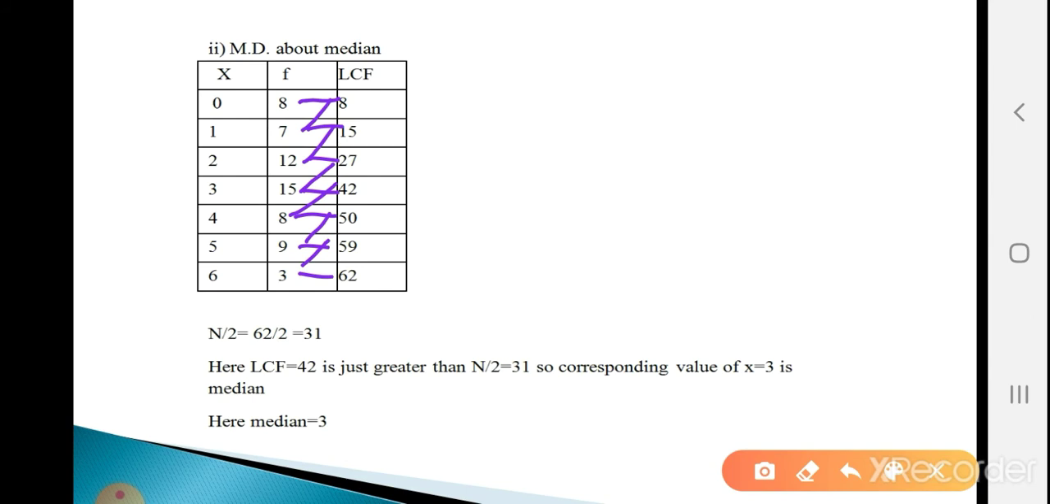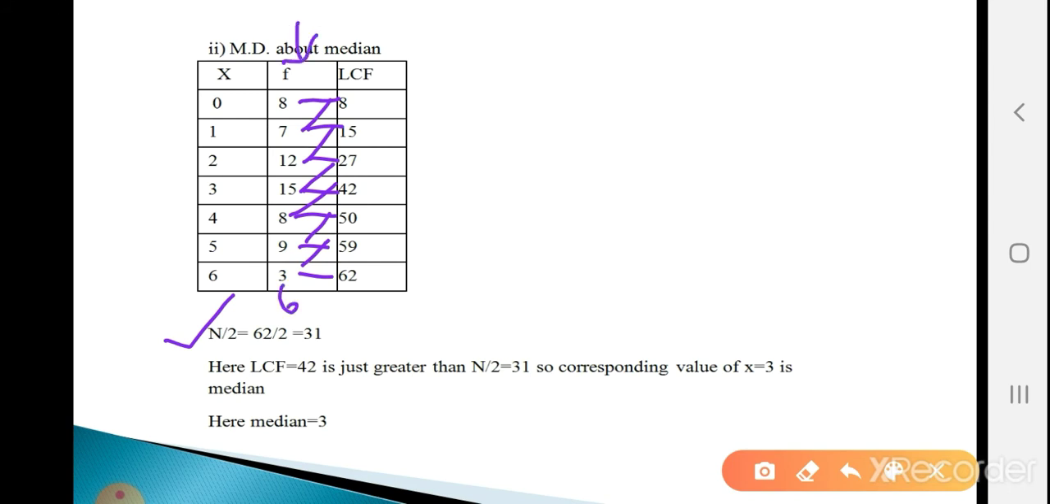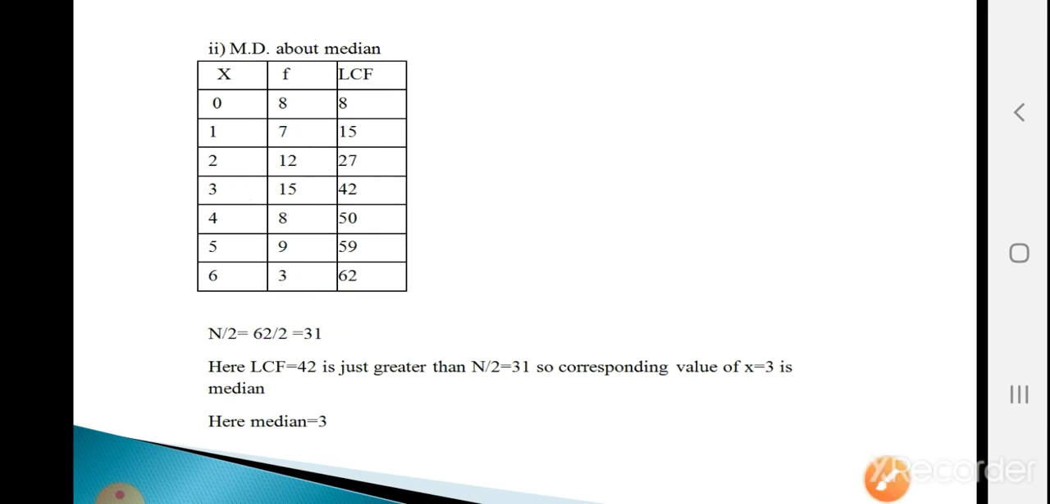So first calculate capital N divided by 2. Here the capital N is total frequency. So the total frequency is 62. So 62 divided by 2, that is 31. See, the LCF just greater than capital N divided by 2, which is 31. Here the LCF 42 is just greater than 31. So the corresponding value of x is the median. So here the median value is 3.